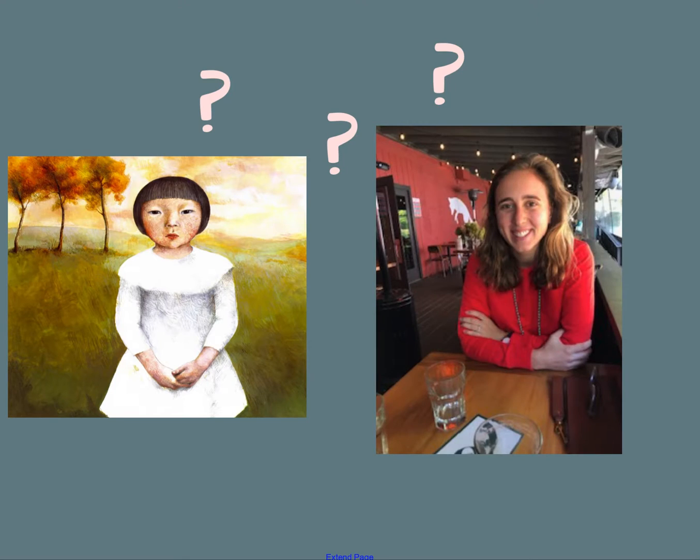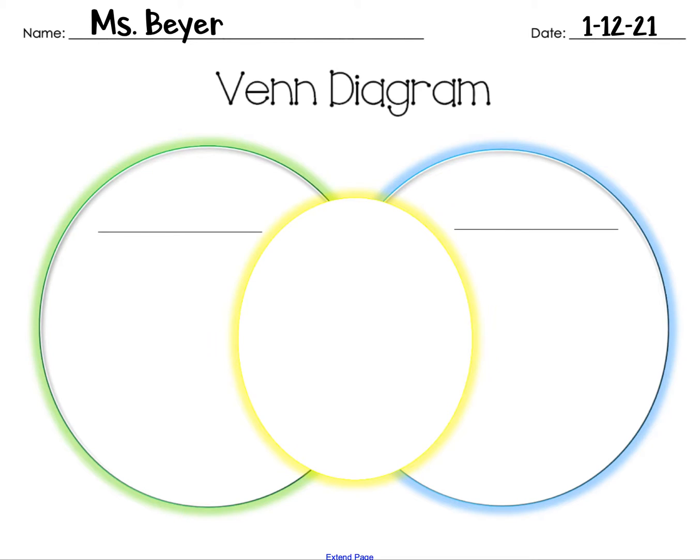So, let's take a second. How am I, Miss Byer, similar to Yoon, and how am I different? One way we can write down our ideas between similarities and differences is using a Venn diagram. Some of us might have already seen a Venn diagram before. Some of us, this might be something new. Let's just say the word Venn diagram together. Venn diagram. I would like you to pull out your Venn diagram and let's put our name and the date on the top of it.